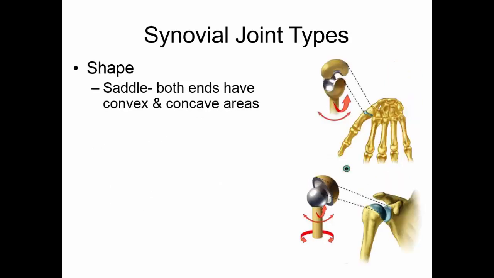The saddle joint is very, very important. Here you have sort of like a rider in a saddle. You have convex and concave ends that fit together. The only location you have this joint is in your thumb. This gives you side to side and back and forth movement, but it allows for what is called your oppositional thumb. You can take your thumb and touch the tip of every finger.